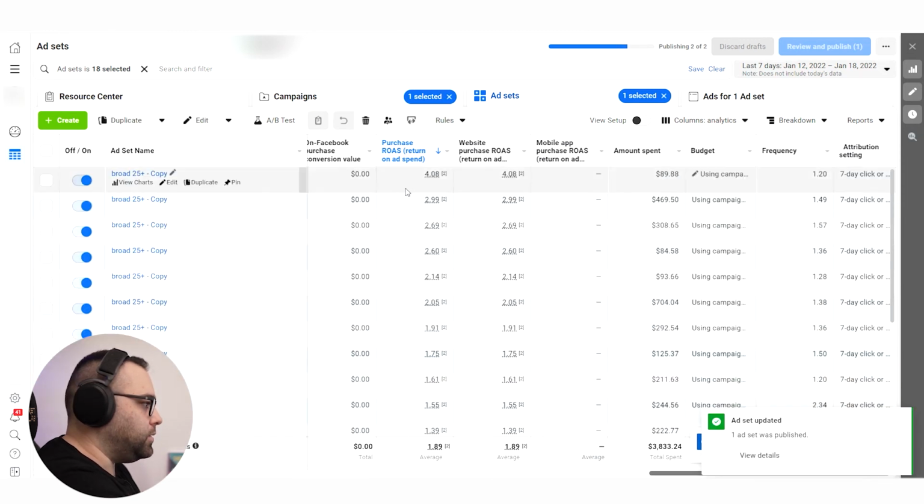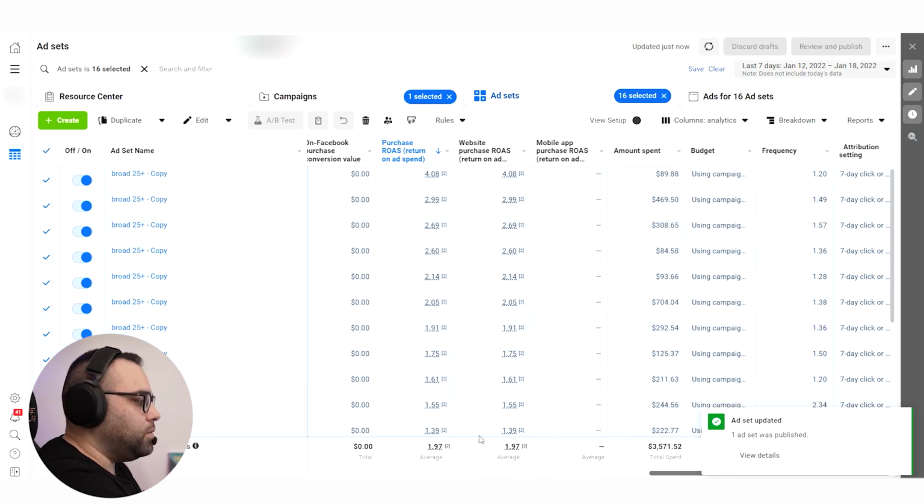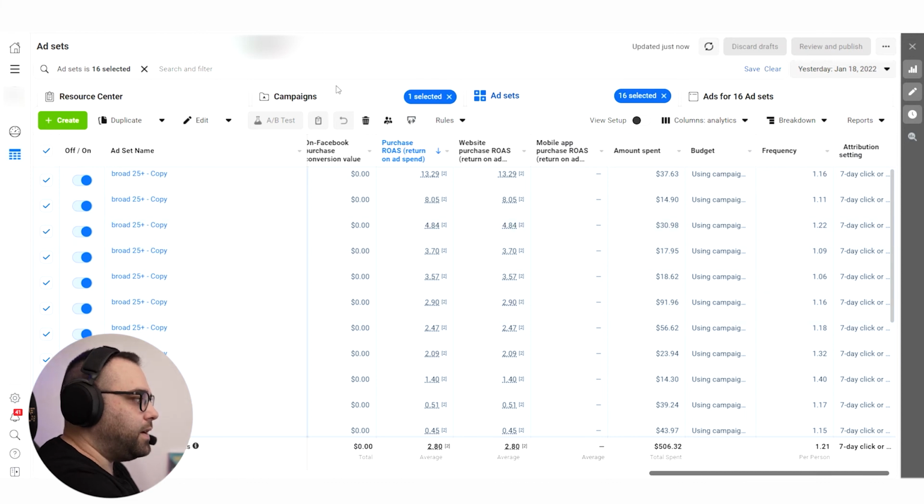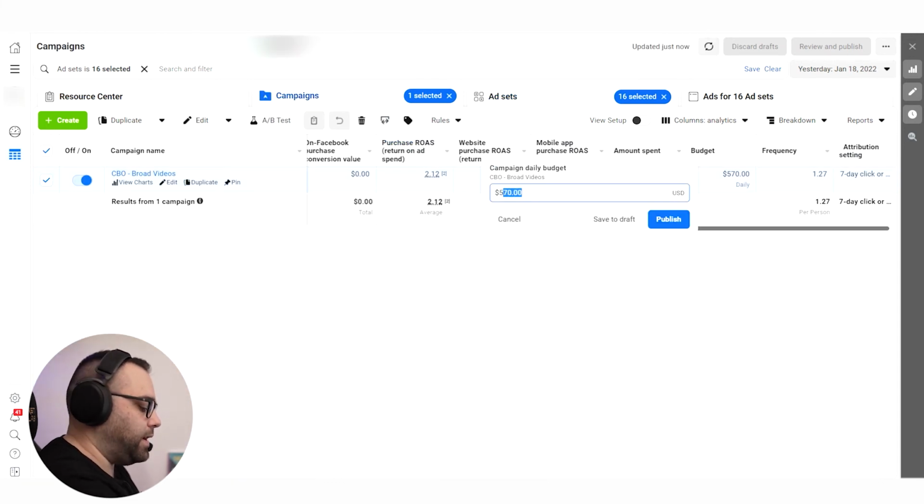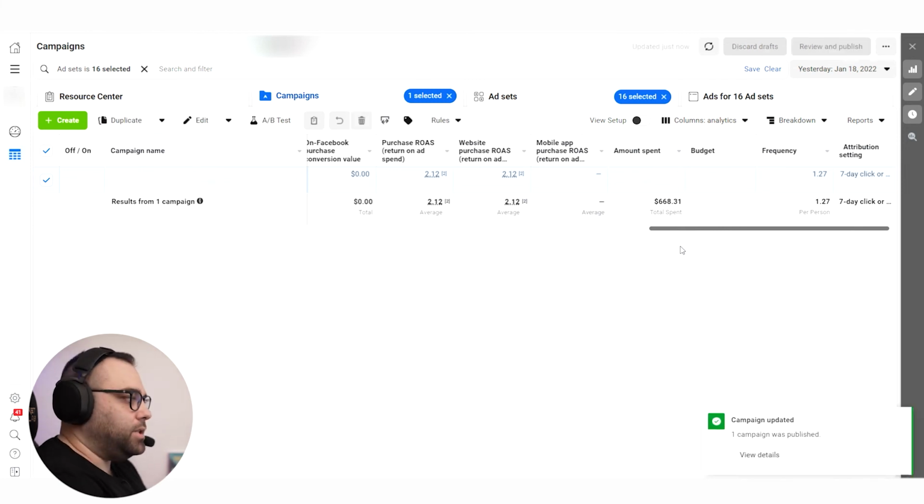So let's go here, filter by selection again. 1.97, okay? Now we're closer to ROAS. Let's see yesterday, $506. So instead of 570, we're going to do 510. There you go. Okay, so now we have a new balance that we are dictating for our ads.